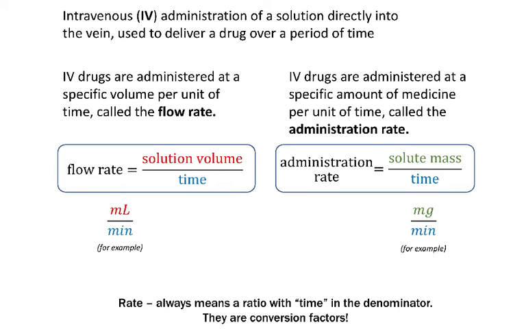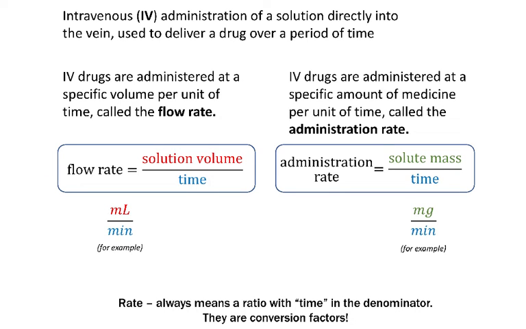And here you can control the rate at which the patient receives it. And remember, rate always means how something changes over time. So it's a ratio with time in the denominator. And once again, you can think of these as conversion factors. So here's a few equations.